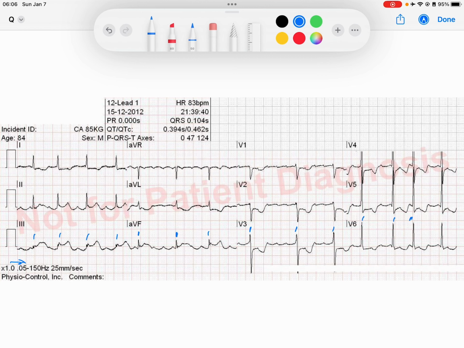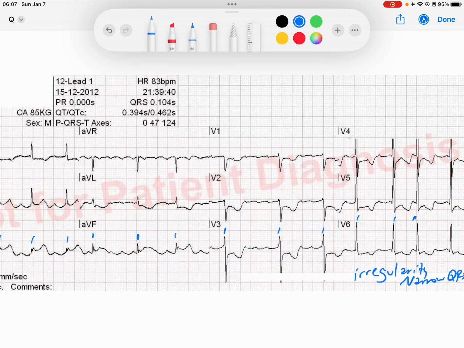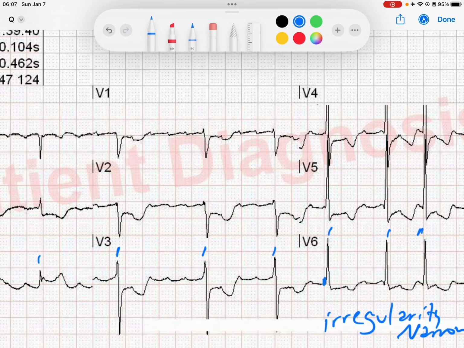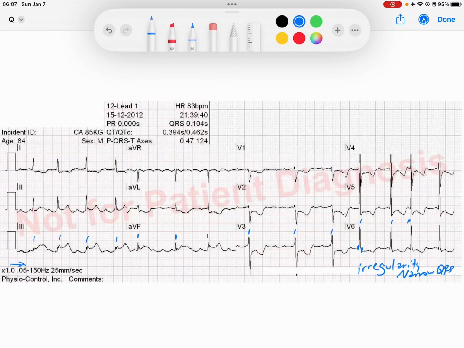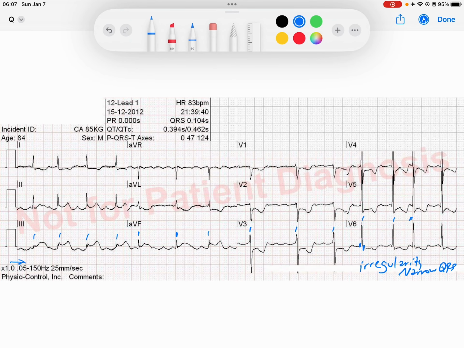So there is some irregularity to this rhythm, but they're narrow QRS, as you can see if I zoom in here. V6, I've got this nice narrow QRS. And so, first thing I'm thinking is, okay, it's a narrow QRS, it's kind of irregular. Could this be AFib? Could this be some AV block? Let's take a look and see what the atria is doing.